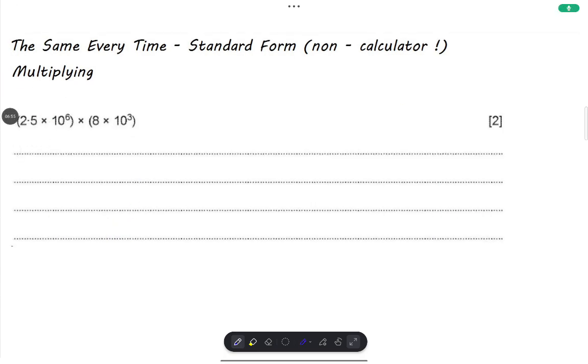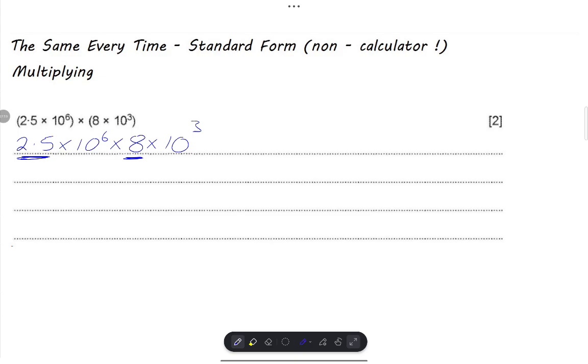Here's the next question. Why not pause and have a go and then restart the video and we'll compare answers. In the meantime, I'm going to try this one myself. So we really don't need the brackets for this. 2.5 times 10 to the power 6 times by 8 times 10 to the power 3. Multiply the numbers, 2.5 times 8.